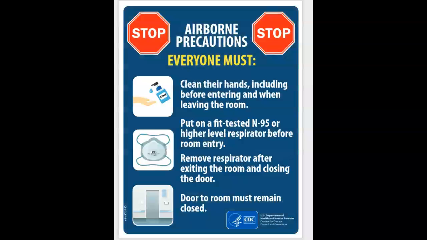Airborne precautions focus on diseases that are transmitted by smaller droplets, very tiny droplets that can remain in the air for longer periods of time. Airborne precautions require a specially equipped room with a negative airflow referred to as an airborne infection isolation room. Air is not returned to the inside ventilation system but is filtered through a HEPA filter and exhausted directly to the outside. As with standard precautions, everyone must wash their hands when entering and leaving the room.